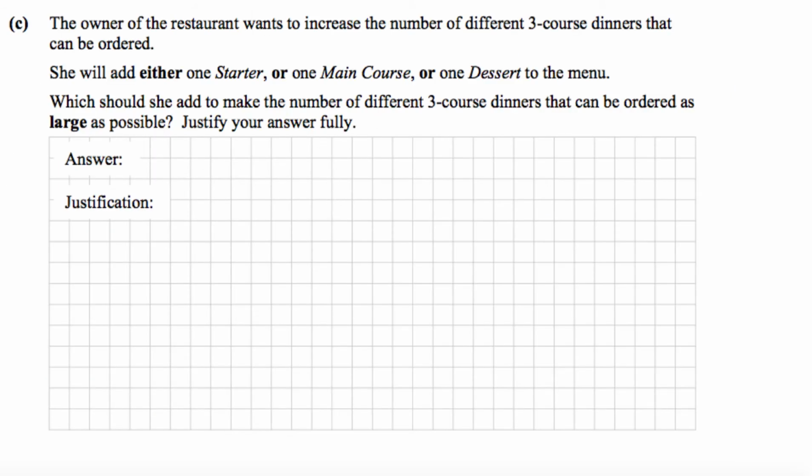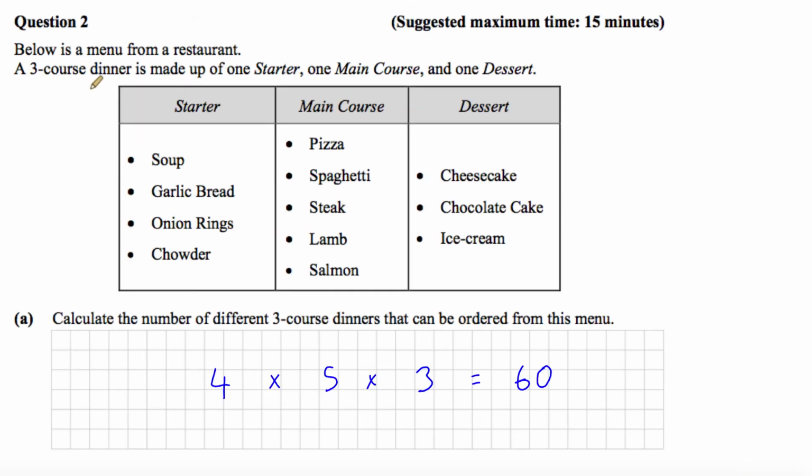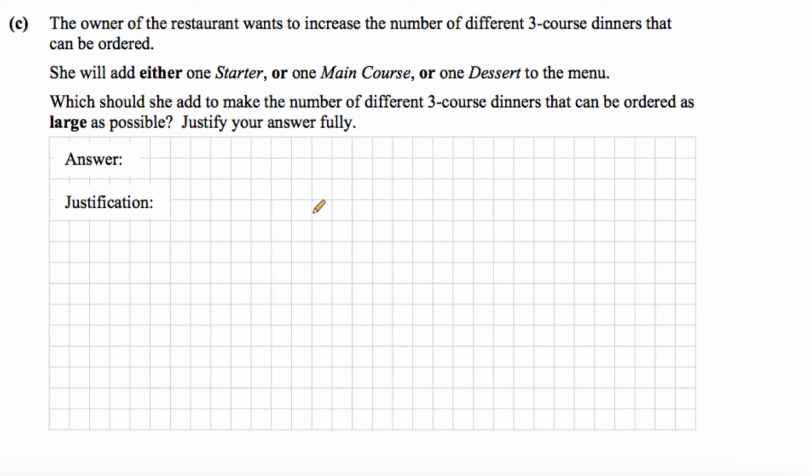Part C says, the owner of the restaurant wants to increase the number of different 3-course dinners that can be ordered. She will add either 1 starter or 1 main course or 1 dessert to the menu. Which should she add to make the number of different 3-course dinners that can be ordered as large as possible, and justify your answer? Okay, well the original combination was 4, 5, 3 for dessert. So that was the original 4 by 5 by 3.